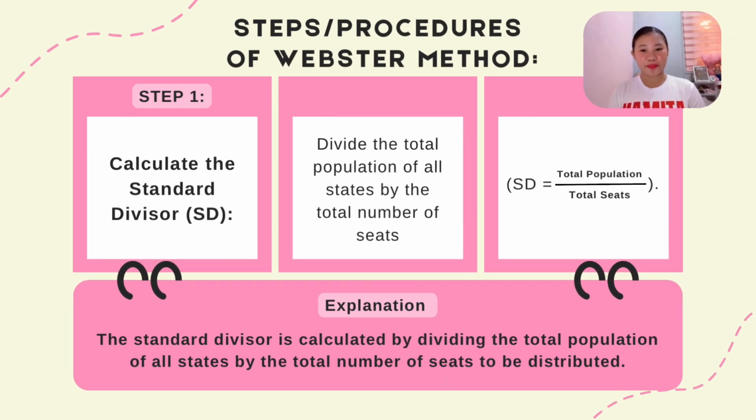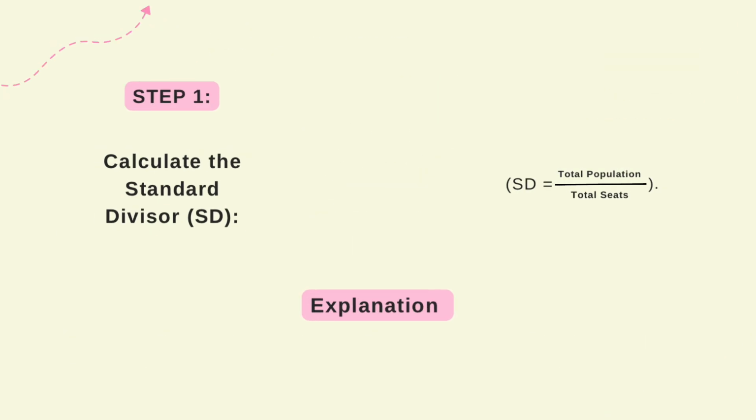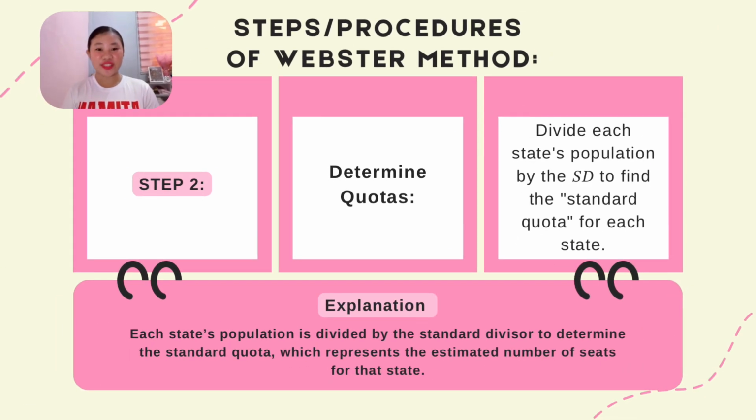So the first step is to calculate the standard divisor. This is done by dividing the total population of all states by the total number of seats that need to be distributed. The standard divisor helps determine how many people are represented by one seat. The second step is to determine the standard quotas. To do this, we divide the population of each state by the standard divisor.